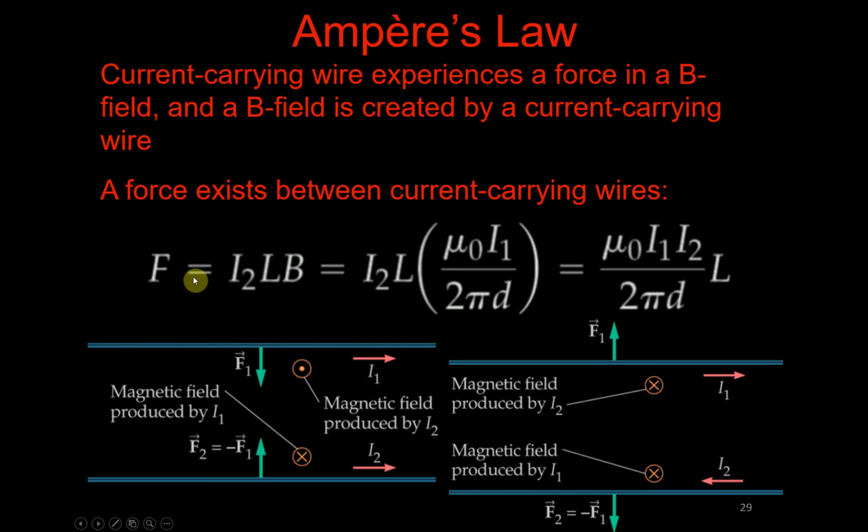In other words, F is equal to I2BL. It's going to be I2L, and then you can simplify this in terms of mu0 I1 over 2 pi d. This will be the force between the wires.